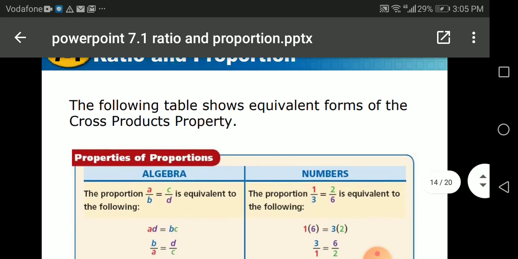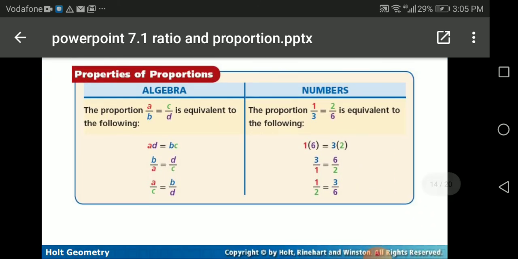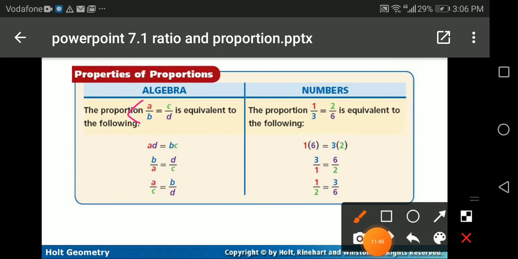And here let's go to another kind of properties of proportions. It's very easy. When I have the proportion, as you see, a over b and c over d are equivalent, right? So a multiplies d equals b multiplies c. If I have b over a equals d over c, it's the same as a over c equals b over d.